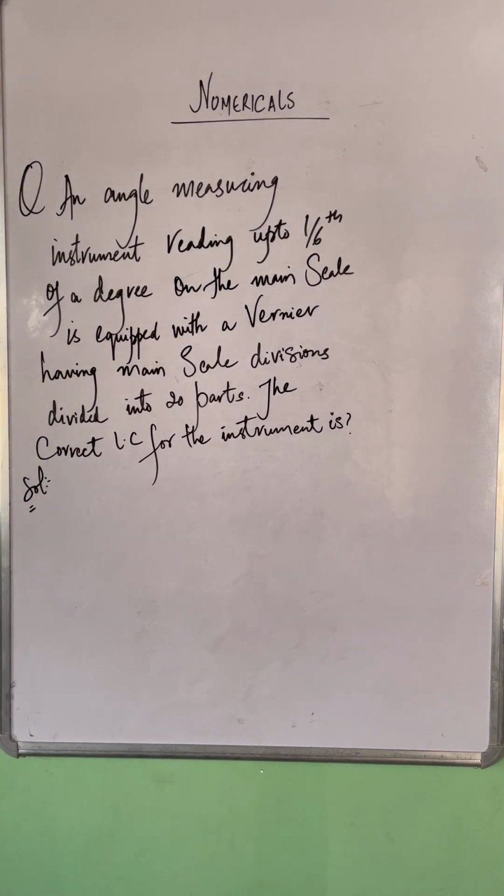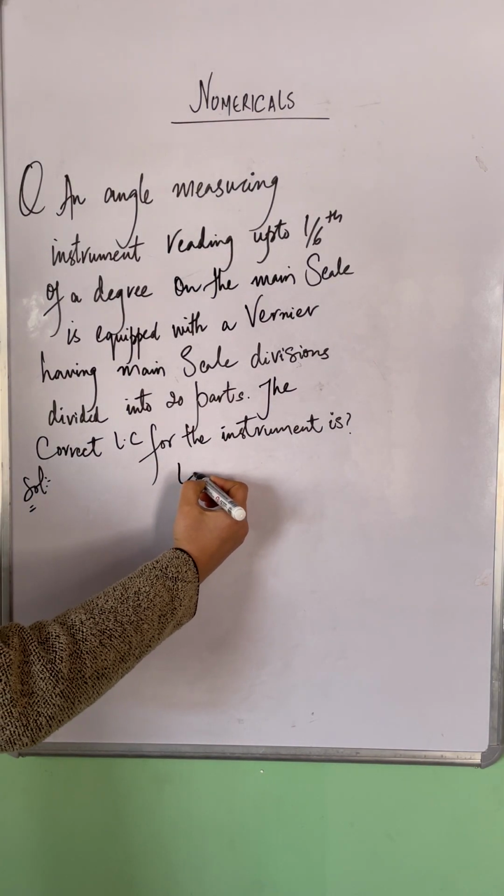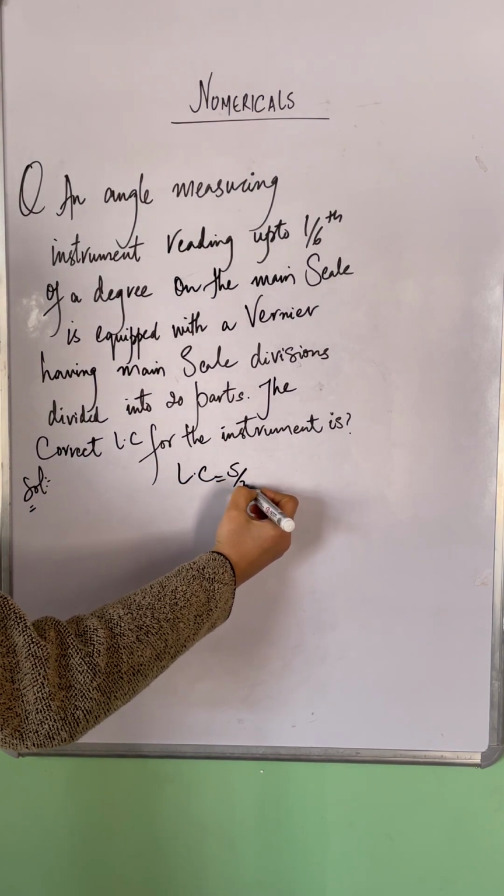Okay, so the question is: an angle measuring instrument reading up to 1/6 of a degree on the main scale is equipped with a vernier having main scale divisions divided into 20 parts. The correct least count for the instrument is? Let's try to find the least count. It's equal to S by N.